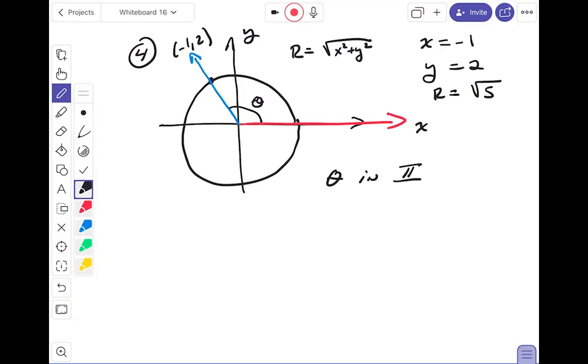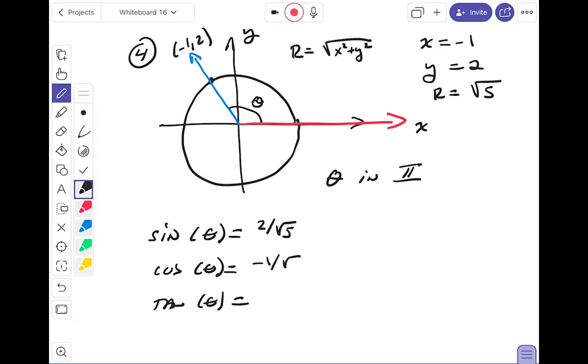Evaluate all six trigonometric functions. Well, I'm going to do that. Sine. I don't know what theta is, but I'm going to write it down. Cosine of theta. Tangent of theta. I like to do these three first. The sine is going to be y over r, which is 2 over root 5. The cosine is going to be x over r, which is minus 1 over root 5. And the tangent of theta is going to be y over x, so it's going to be minus 2.